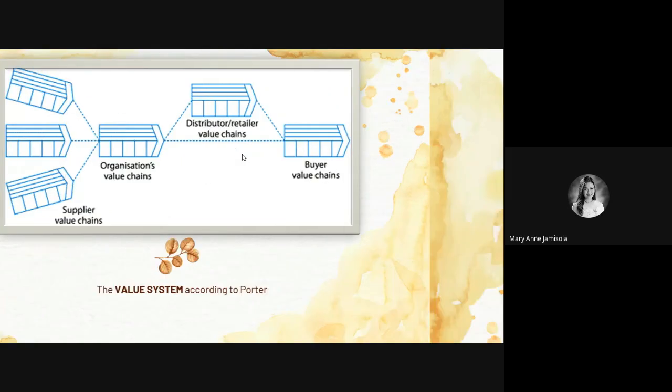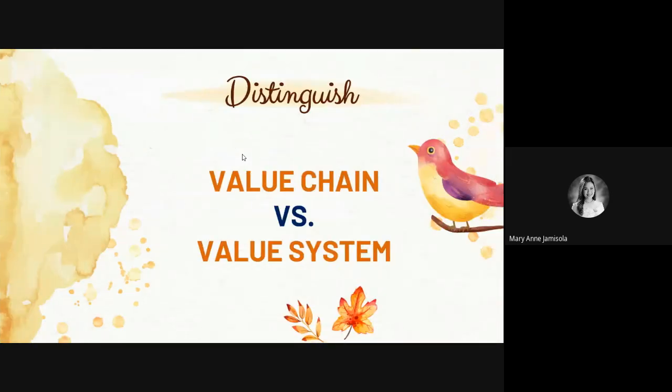So at this point, it must be clear in our minds that the value chain is not the same as value system. Both the value system and the value chain are important tools for understanding how a company can position itself against its competitors. But again, these two concepts are not the same. So let's distinguish one from the other.